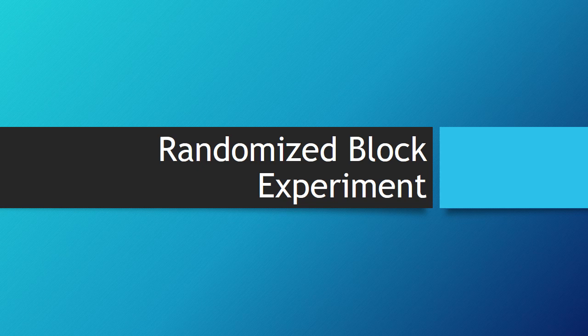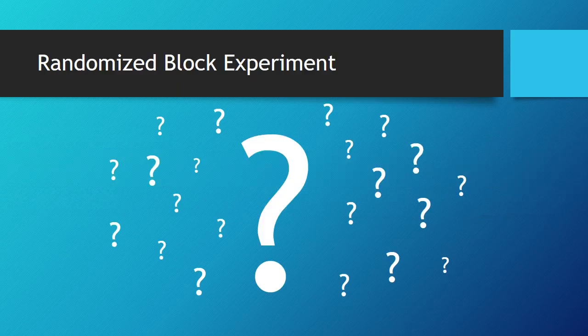The topic I'll be covering today is a type of experiment called randomized blocking. Now, what exactly is a randomized block experiment? A randomized block experiment is an experiment that collects data by separating the population or sample into blocks, in which these blocks are then tested with different treatments.